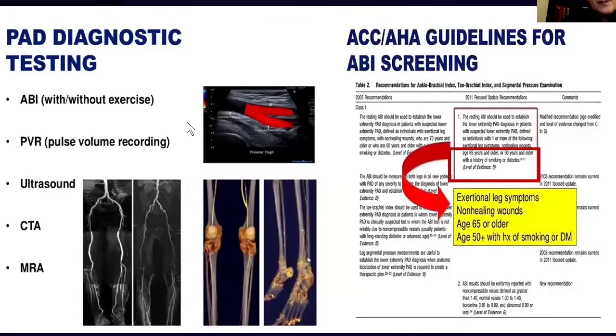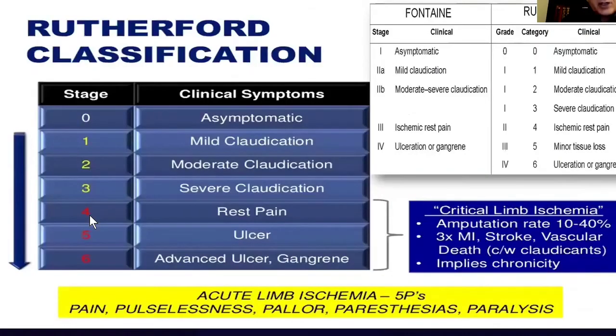There is an important classification for the stages, which is called the Rutherford classification, or the Fontaine classification. The Rutherford classification makes the stage and the clinical symptoms in degrees. 0, asymptomatic. 1, mild claudication, and 2, moderate claudication. 3, severe claudication. If the patient has 4, it means he has rest pain, ischemia, and 5, he has ulcer and loss of tissue. If 6, advanced ulcer and gangrene.